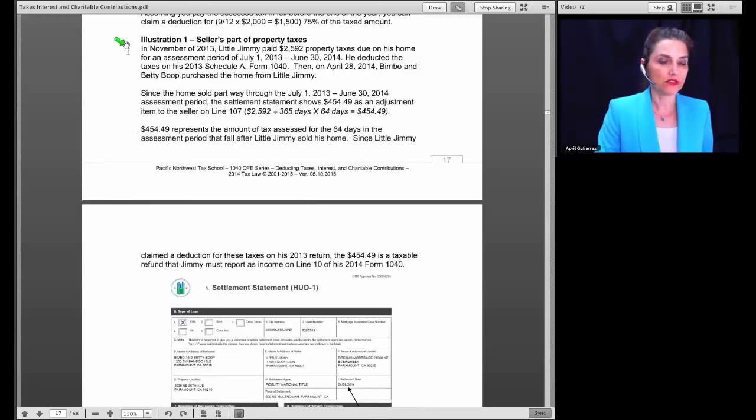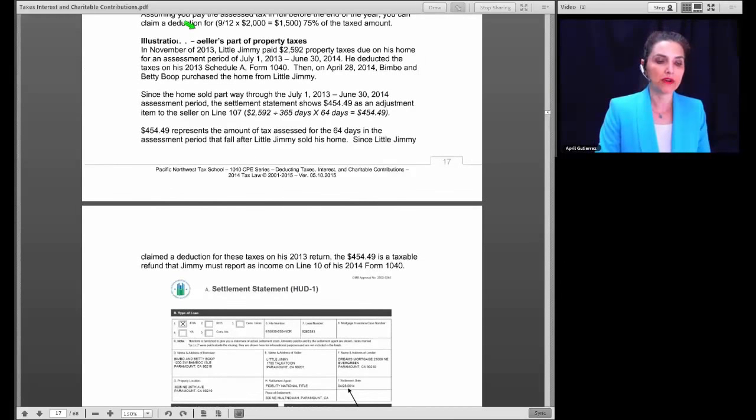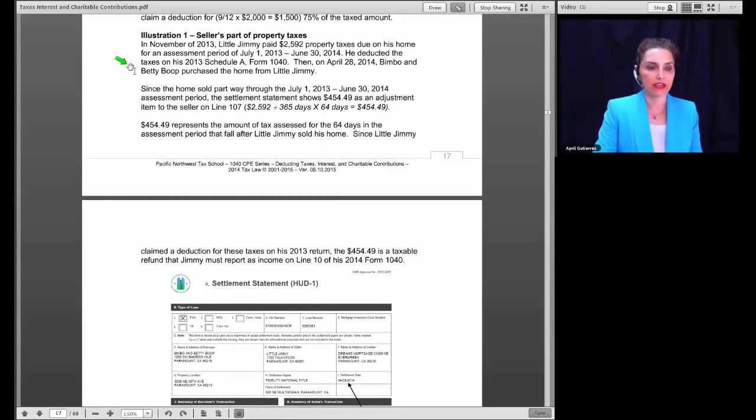Now let's look at an illustration of how all of this would come together. And this is where we're looking at the seller's part of property taxes. In November of 2013, little Jimmy paid $2,592 of property taxes that were due on his home for an assessment period of July 1, 2013 through June 30, 2014. He deducted the taxes on his 2013 Schedule A. And then in April of 2014, Bimbo and Betty Boop purchased the home from little Jimmy.